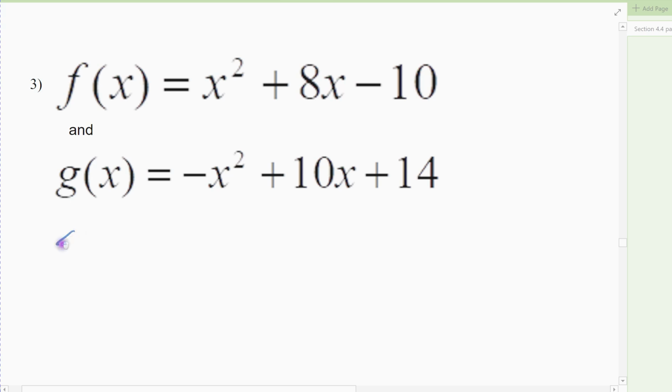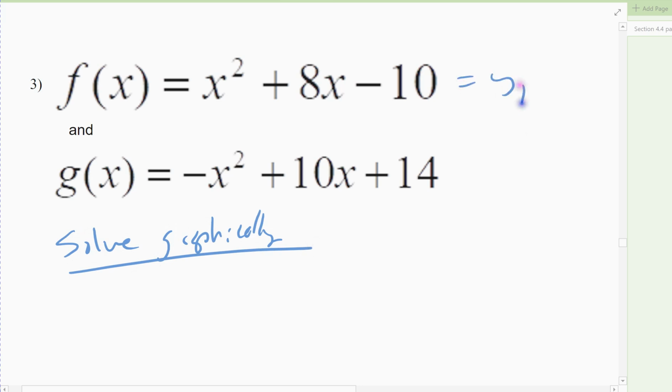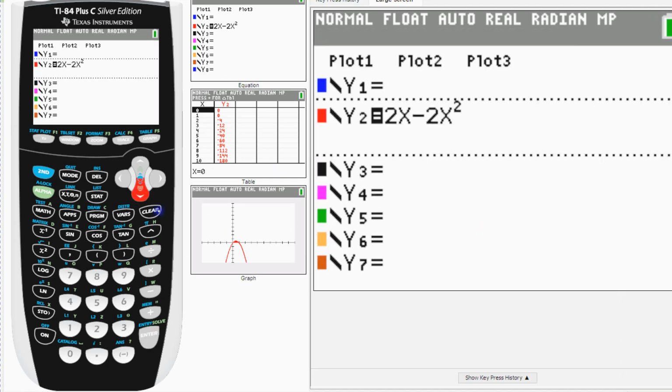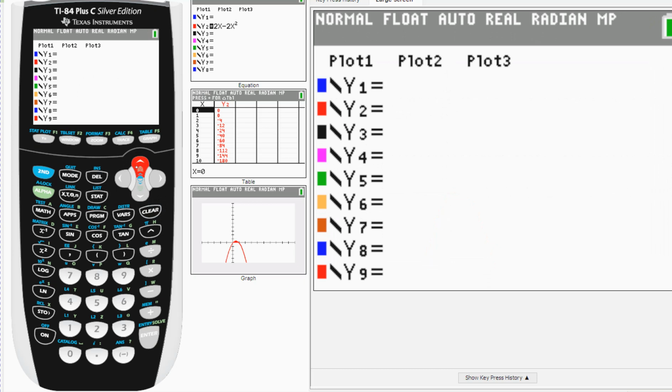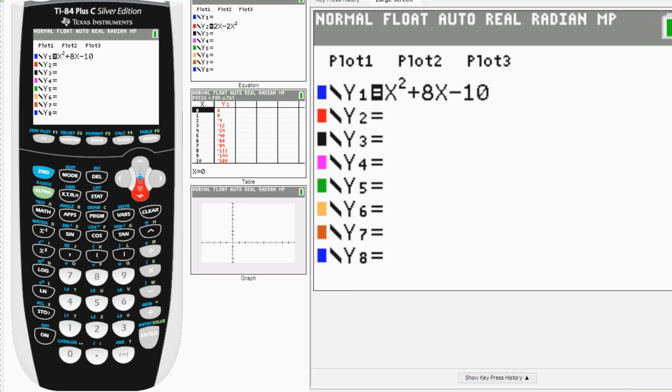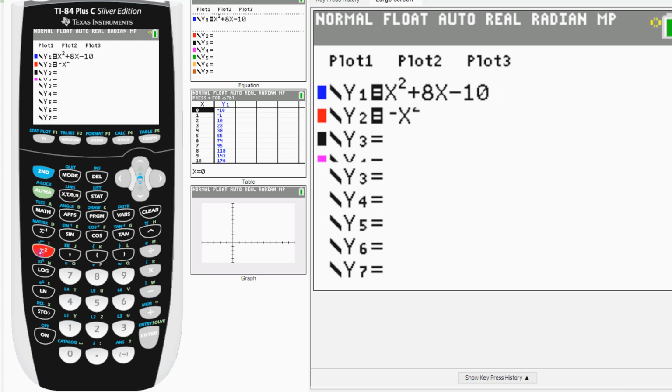Alright, so solving graphically, meaning I'm going to do all the algebra graphically. So I'm going to graph this in my calculator, and I'm going to graph this in my calculator. I'm going to pop up my calculator and clear out what I have in here. So I'm going to plug in my first function, which was f of x: x squared plus 8x minus 10. I probably will have to make my window a little bigger, but I'll start out with a standard window and adjust from there.